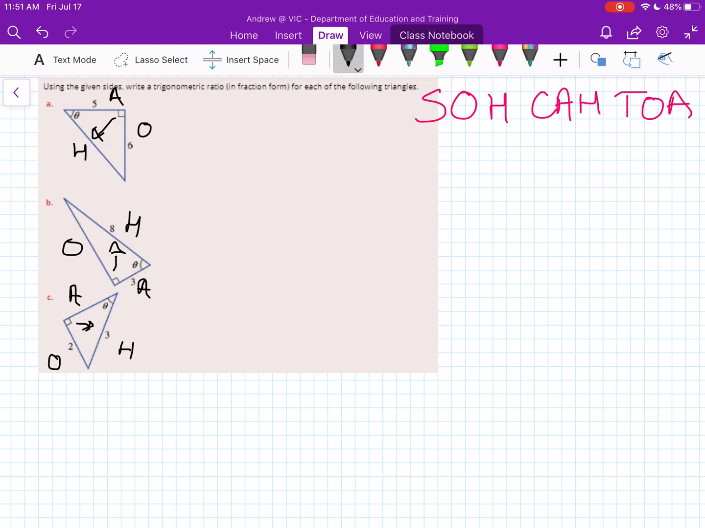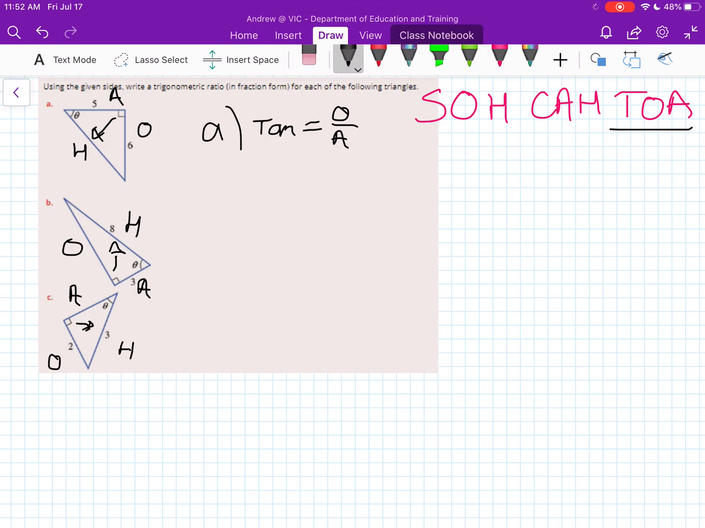We'll start off with A. Here we've got an angle, and the known sides are the opposite and adjacent, so we need to use tan. Tan is equal to opposite over adjacent. Just remember they're in order: opposite's on top, then adjacent's on the bottom.